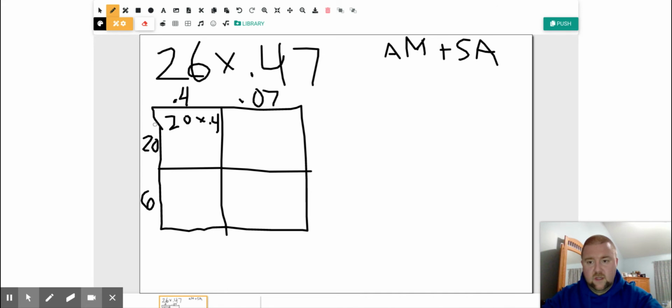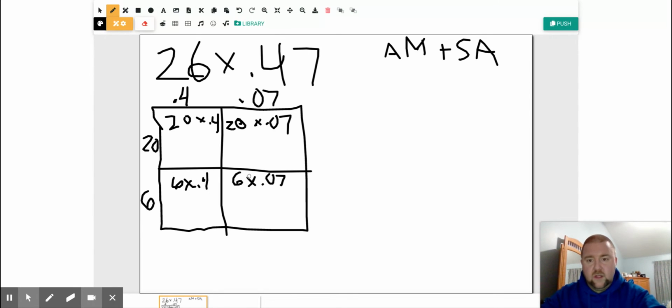Because this is the length and the width here. The length here is still 20. Now the width here is going to be 7 hundredths. Oh, sorry, mouse is acting up. 7 hundredths. Down here now my length is 6, but my width is 4 tenths. And then my length is still 6. My width now here is 7 hundredths. So to solve this area model, we just would have to do all of these multiplication problems, right?